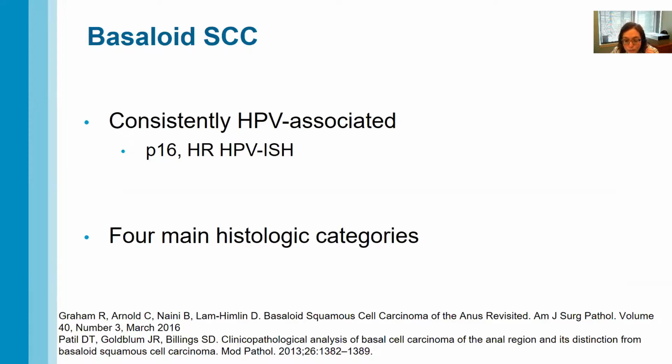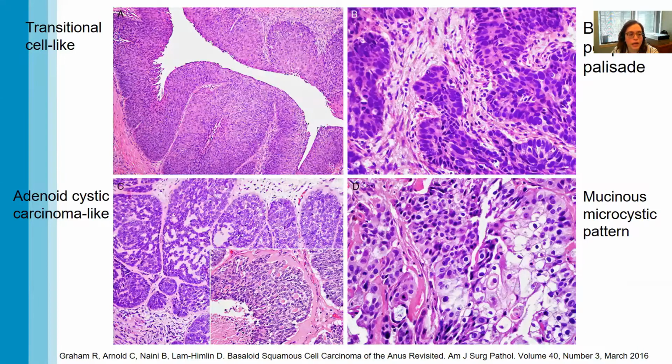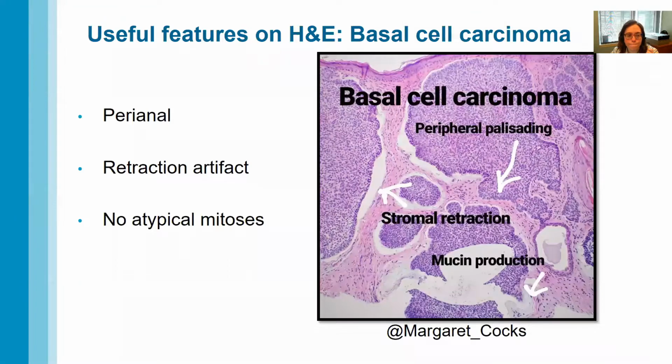To make matters a bit more complicated, basaloid squamous cell comes in more than one histologic flavor, including this transitional cell-like morphology or pattern, basaloid with peripheral palisading, adenoid cystic carcinoma-like, and a mucinous microcystic pattern. Thankfully, these all stain like squamous cell cancers with CK5/6 and P40.